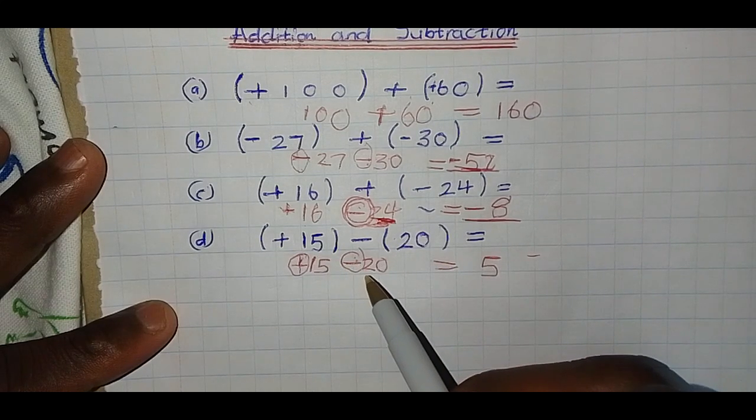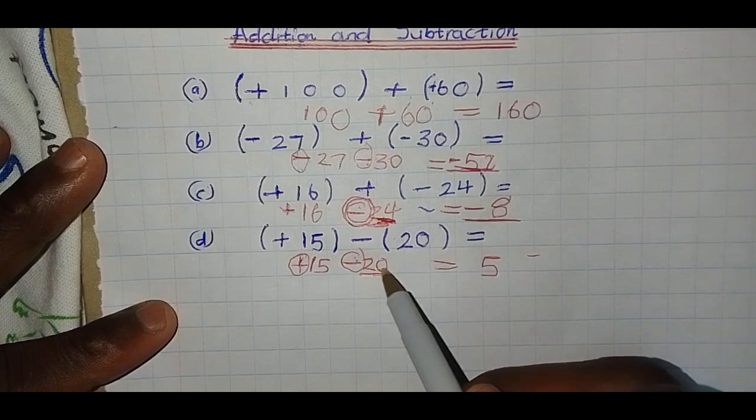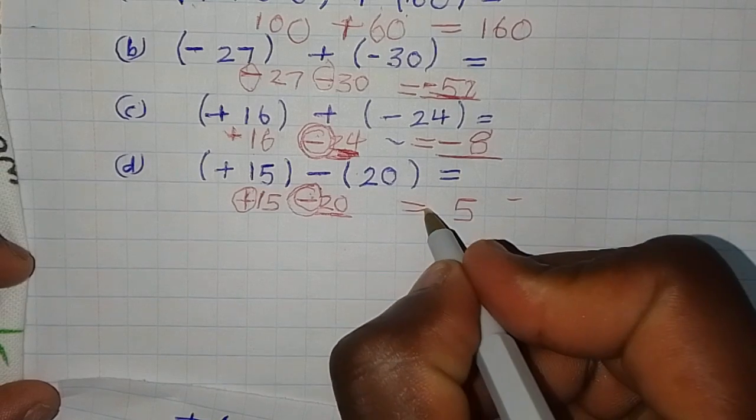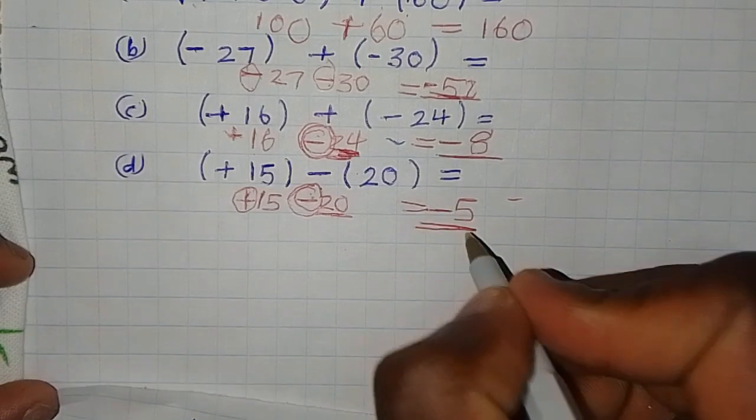Then the bigger number is 20, as we have already agreed. The bigger number is 20. What's the sign of the bigger number? The final answer is negative 5.